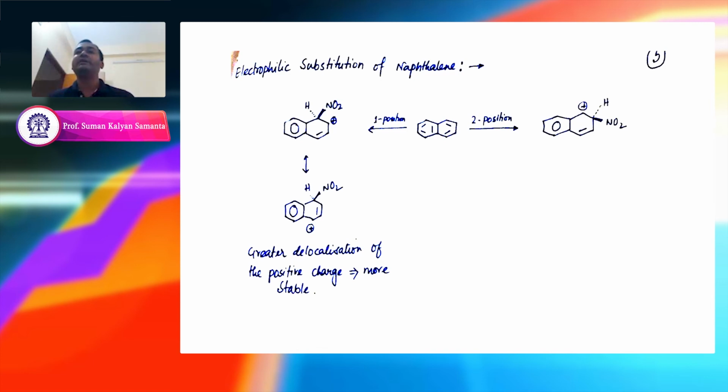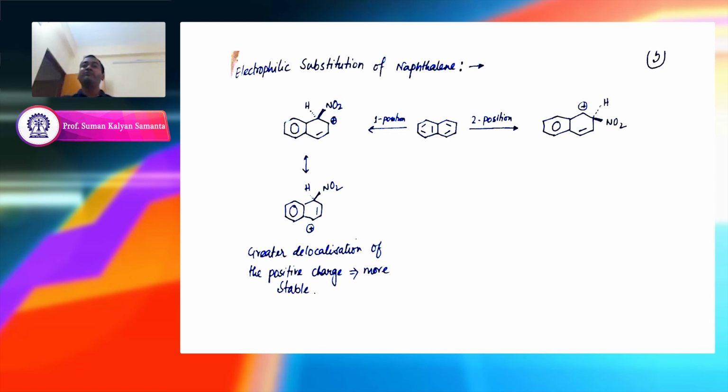So what did I say? I said that if it attacks at the 1 position, it will lead to a total of 7 resonating structures, and if it reacts at the 2 position, it will lead to a total of 6 resonating structures. Because the number of resonating structures is more in case of 1, the 1 position is slightly more reactive than the 2 position. This also depends on the situation. There is also the kinetic versus thermodynamic phenomenon; we'll see it in the next example. If you do nitration, mostly it will go to the 1 position, so you will get 1-nitronaphthalene.